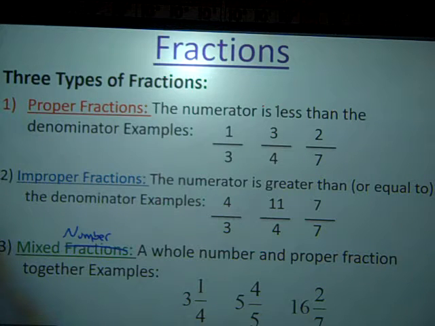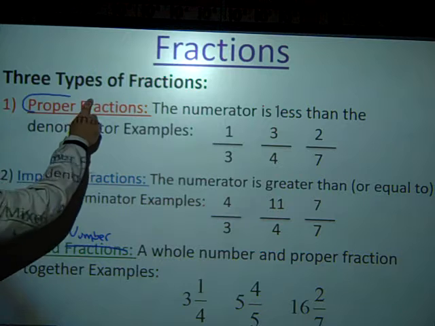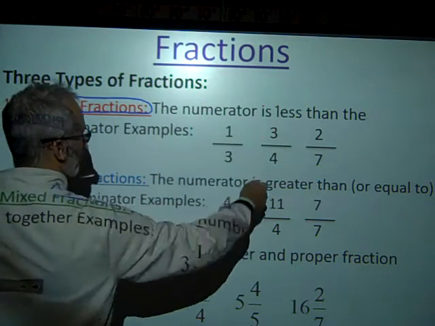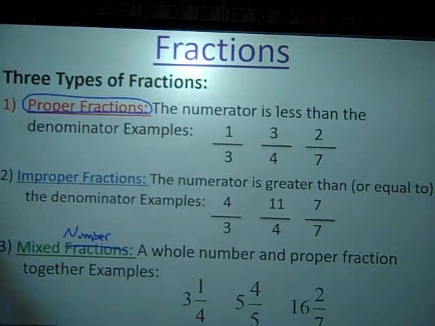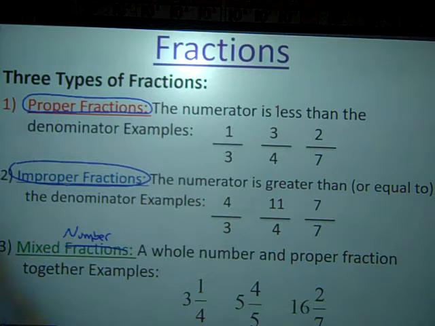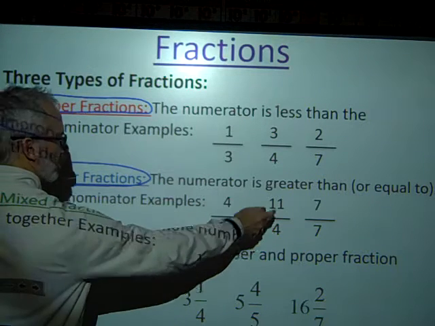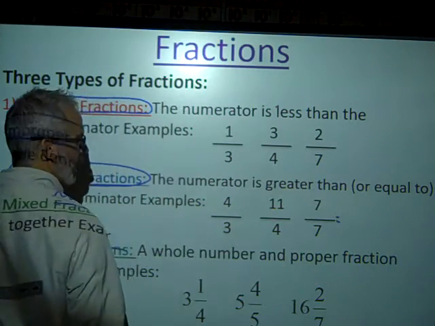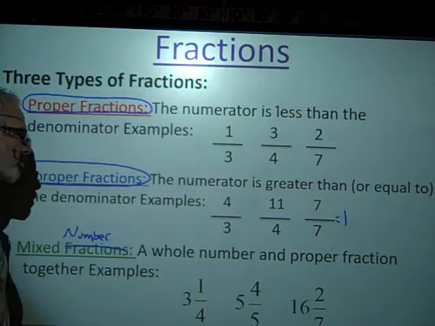So let's talk about proper fractions. Proper fractions are the kind of fraction that you've been using since second grade. The proper fraction is where the numerator is less than the denominator. So 1/3, 3/4, 2/7. And then we have an improper fraction. An improper fraction is the opposite of a proper fraction. The numerator is greater than, and sometimes equal to, the denominator. So here we have 4/3, 11/4, and 7/7. And we know that when the numerator and denominator are the same, it equals 1 whole.